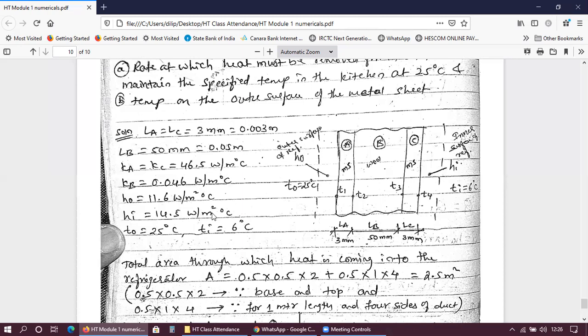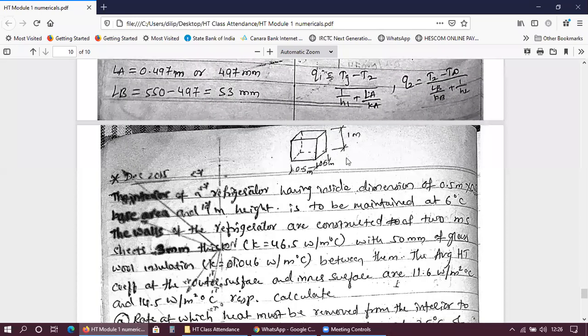You can see here T0, the outer temperature, is 25 degrees Celsius. O stands for outer temperature, or outside temperature, whereas TI, the inner temperature, is 6 degrees Celsius. If this is the refrigerator, first you need to calculate the area through which heat is entering. The heat is entering inside the refrigerator from all the 6 sides, so the total area is to be calculated.